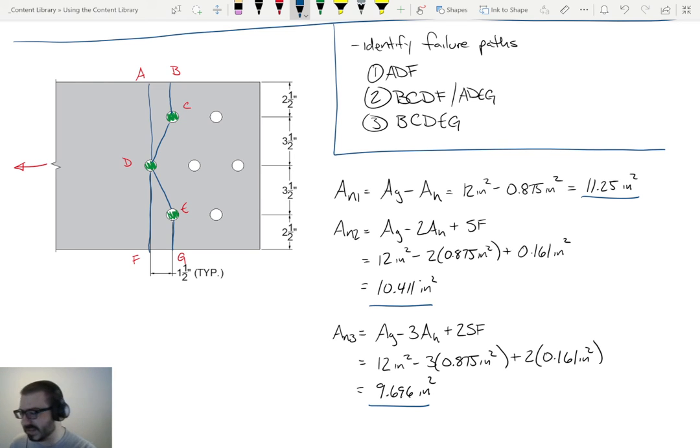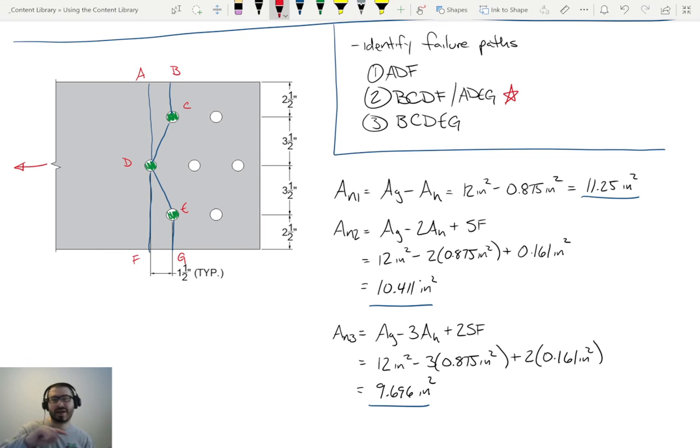The first thing I want to say is I want to go back to path 2, just to make a point. When I was verbally describing how we were going to compute the net area for this path, I was looking at path BCDF. So let's look at path BCDF. I have the gross area. How many bolts do I subtract along that path? 1, 2. All right, how many diagonal paths occur along BCDF? Just 1. So BCDF is the gross area minus 2 bolts, and I add 1 stagger factor.